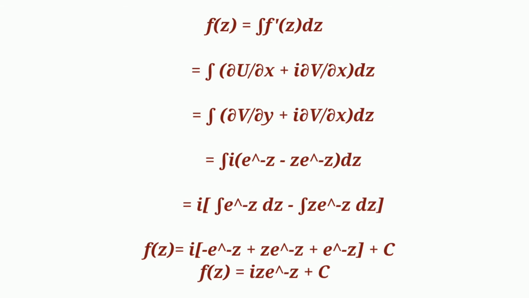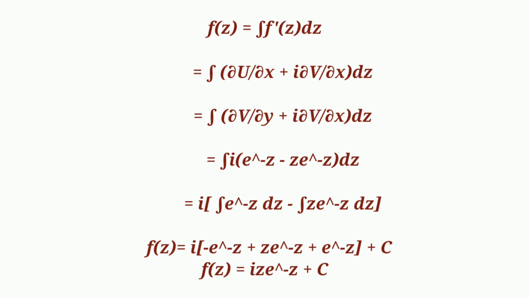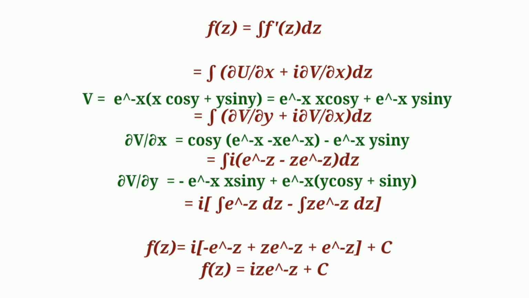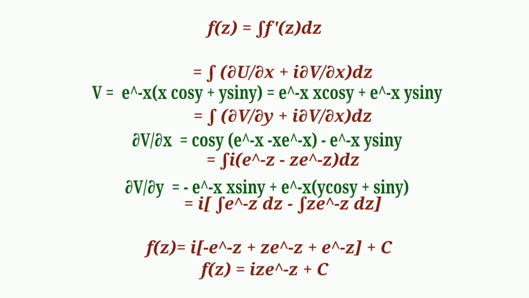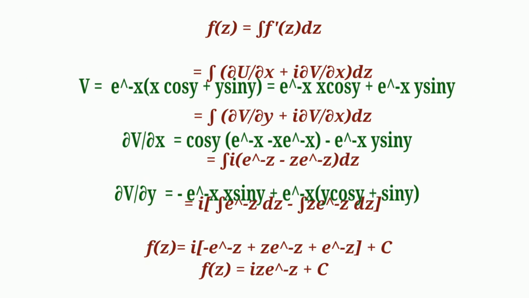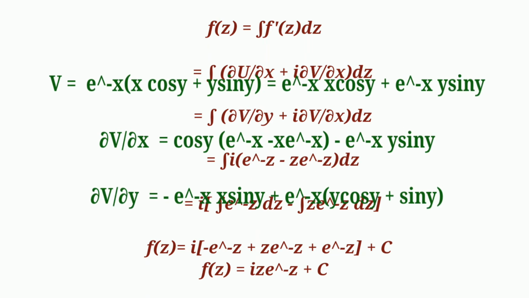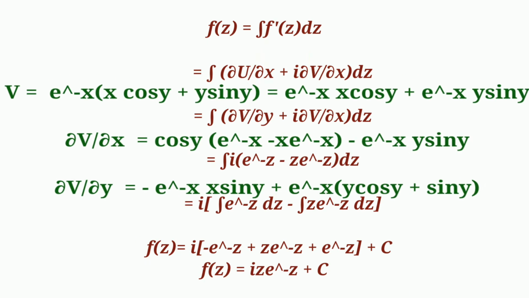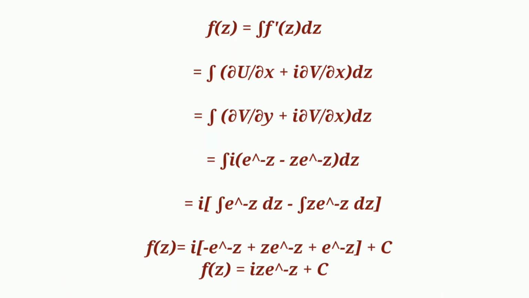Next we have f(z) equal to integral f'(z), which is integral ∂u/∂x plus i ∂v/∂x into dz, which is ∂v/∂y plus i ∂v/∂x into dz by using Cauchy-Riemann equations. Next you replace ∂v/∂y by minus e raised to minus x into x sin y plus e raised to minus x into y cos y plus sin y. And replace ∂v/∂x by cos y into e raised to minus x minus x e raised to minus x minus e raised to minus x y sin y. I didn't write it out since it is too lengthy. You have to replace this ∂v/∂y and ∂v/∂x. Next you replace x by z and y by 0.